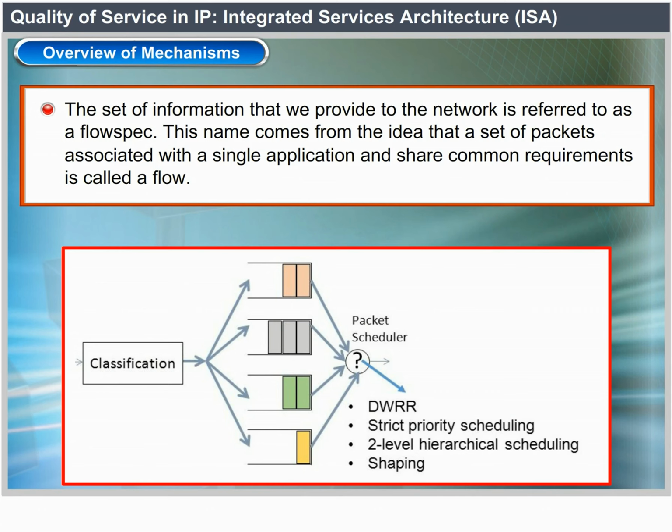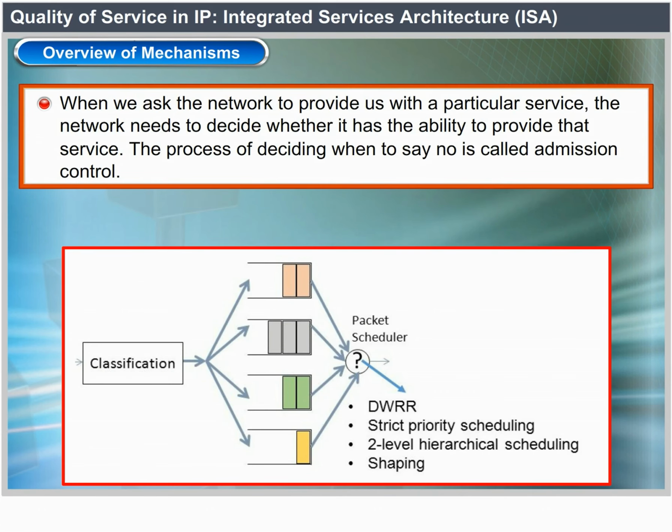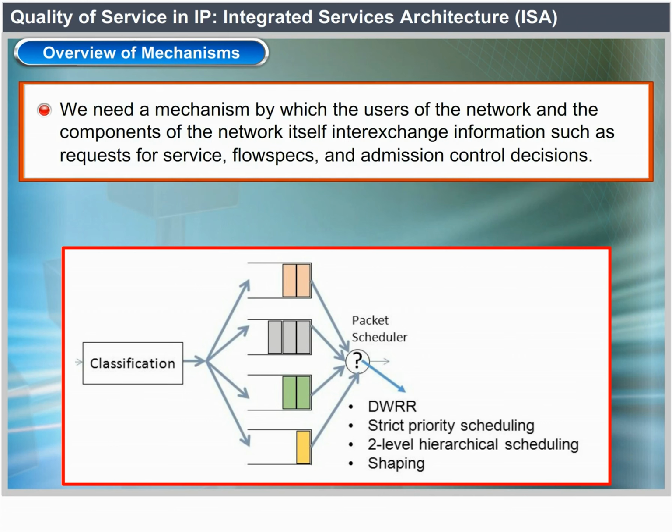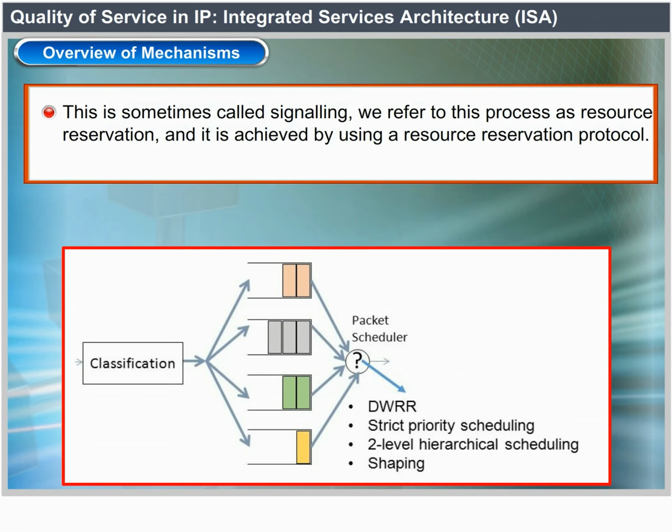When we ask the network to provide us with a particular service, the network needs to decide if it can in fact provide that service. The process of deciding when to say no is called admission control. We need a mechanism by which the users of the network and the components of the network itself exchange information such as requests for service, flow specs, and admission control decisions. This is sometimes called signaling. We refer to this process as resource reservation, and it is achieved using a resource reservation protocol.